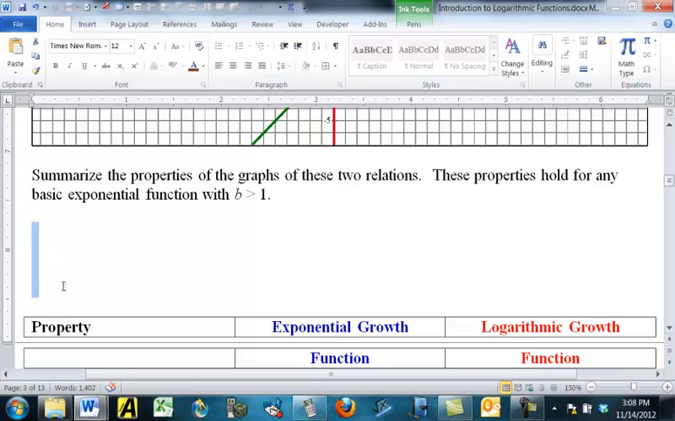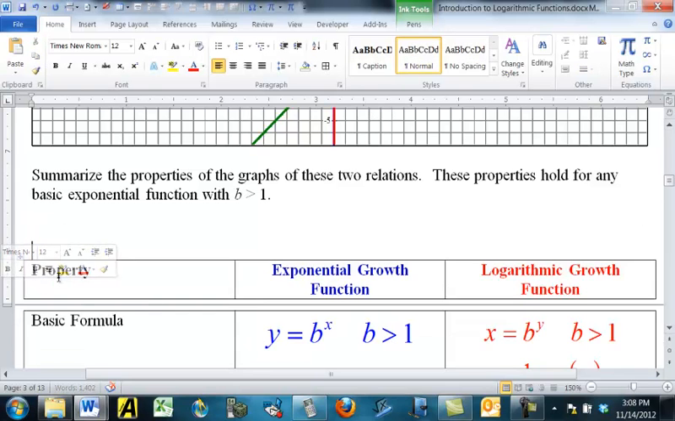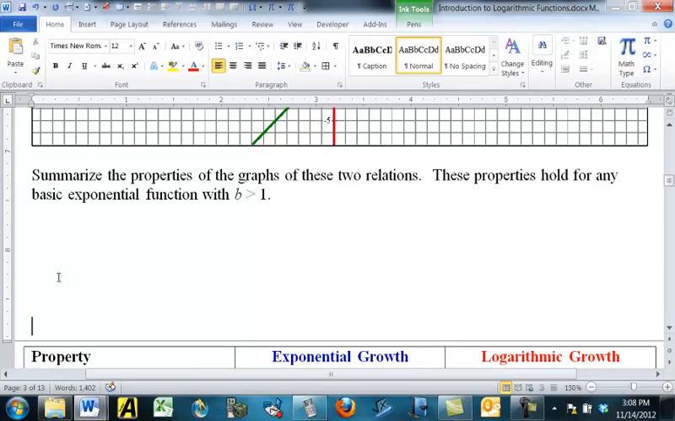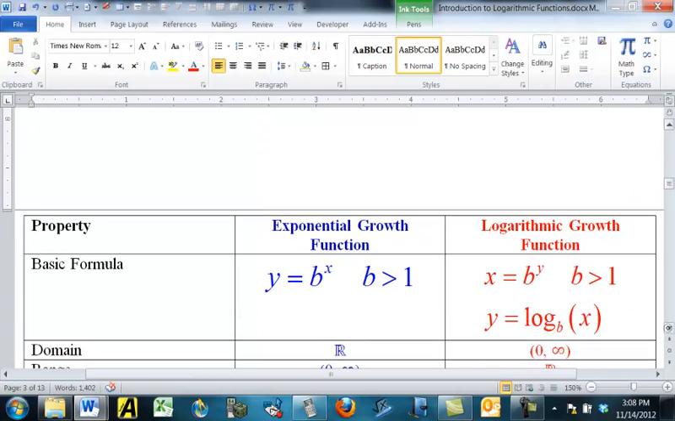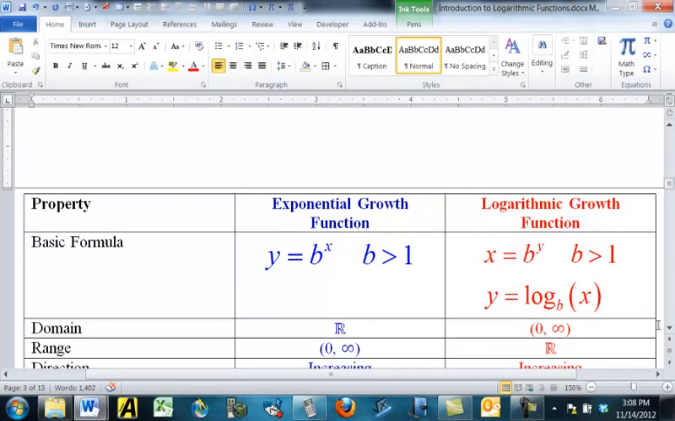So if we summarize some of these properties, we should be able to summarize this. So here is the function. The domain of the exponential, as we've studied before, is all reals, and the range is the positive, 0 to infinity. Remember, the domain range, you're just going to switch. So the domain of a logarithmic function is 0 to infinity, and the range is all reals.